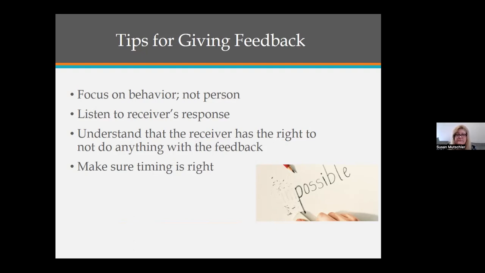So make sure the timing is right. You don't want to say something right in the middle of the tutor training, because that would be devastating. You need positive energy and happiness during the tutor training. So you never want to say anything like that during the tutor training.